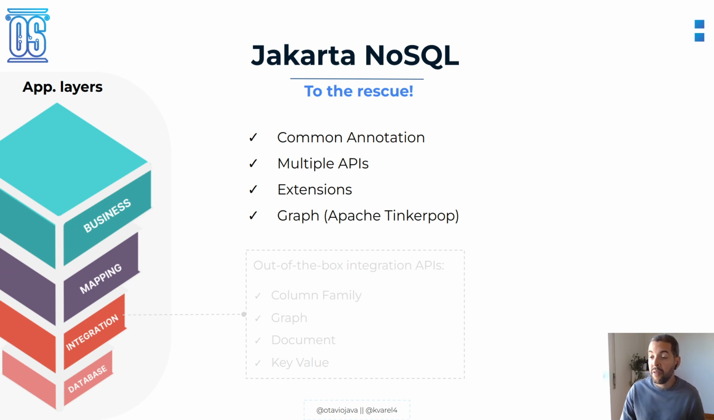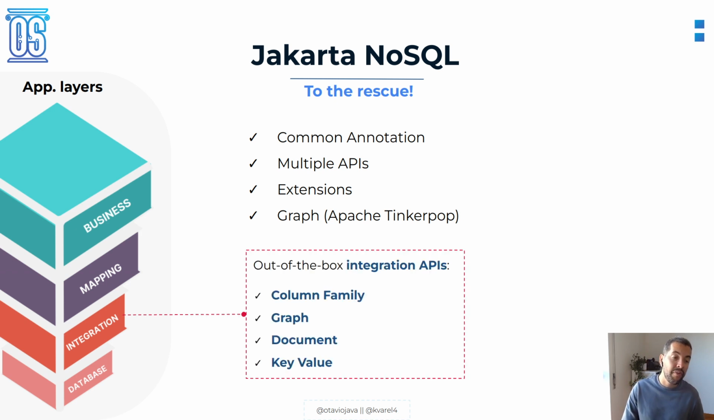The idea is to be annotation driven, an easy API where you're able to use a couple of annotations to switch between NoSQL databases, especially between types. So the API has four different types for now: column family, graph, document, and key value, where we have the same annotations to work on those types, and each type has one API for communication.